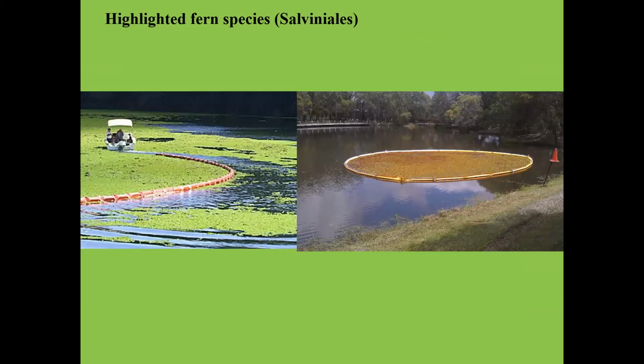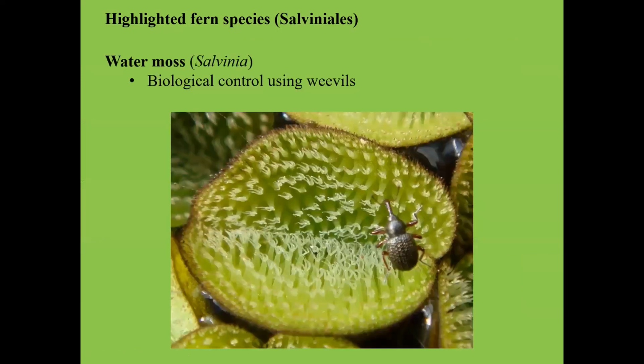Sometimes people go to great lengths to remove it. Right here on the left, you see somebody with a boat, and they're dragging this floating boom behind it, kind of roping in the floating plants to then remove them. In other situations, people have tried to use this insect called a weevil to get rid of these plants, because the weevils will lay eggs on the plants and then the plants will be killed by the weevils. This is something that's called biological control.